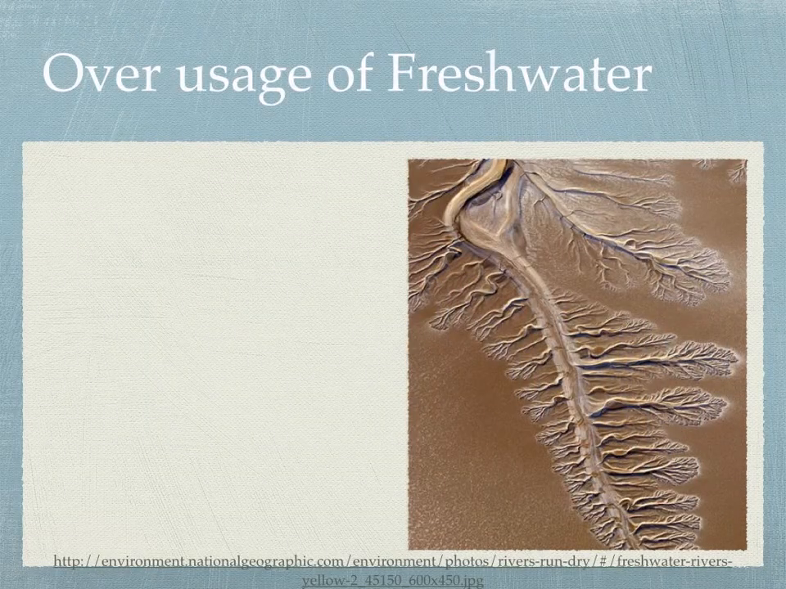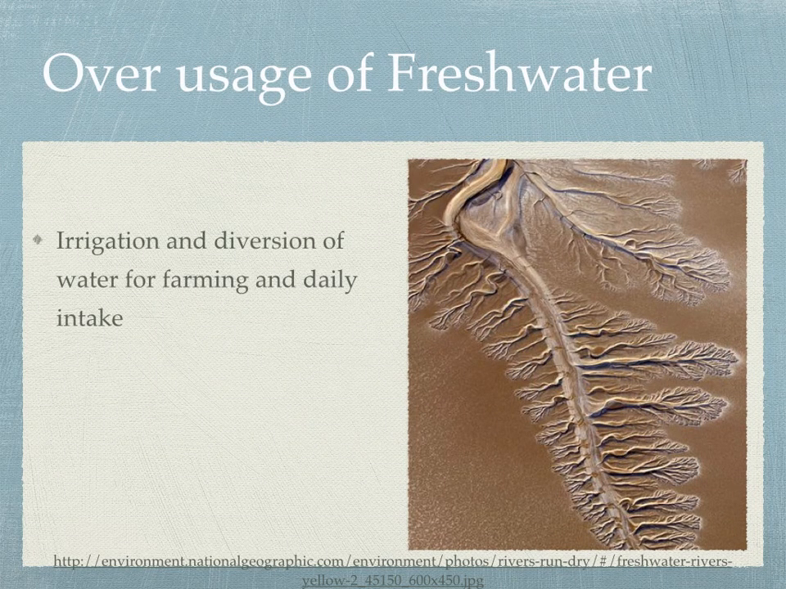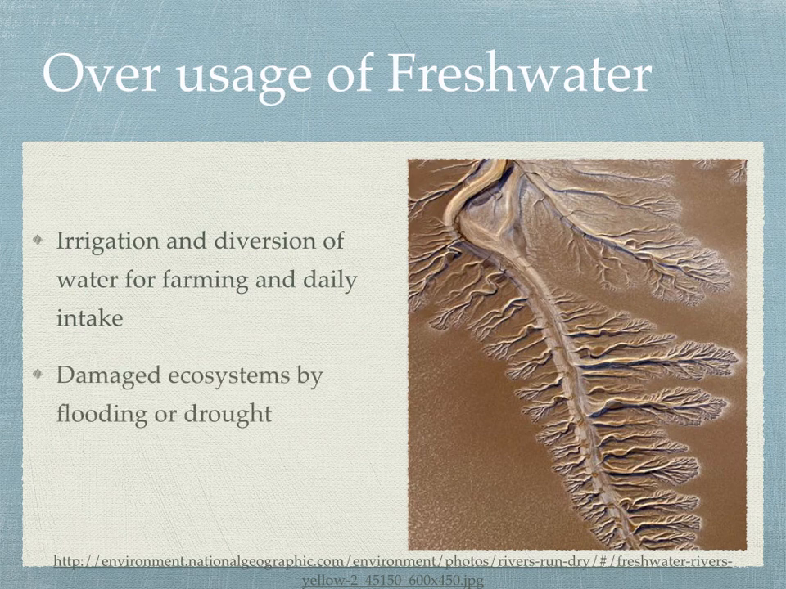These withdrawals have a lot of issues. A majority of our water withdrawals are for irrigation and the diversion for farming. This can damage the ecosystem by flooding or drought. As you can see by the picture on the right, this is the picture of the Colorado River Delta. It is dried up due to water being removed from the river and used for damming for public supply as well as irrigation. There is also a higher risk of pollution when the water level is low.